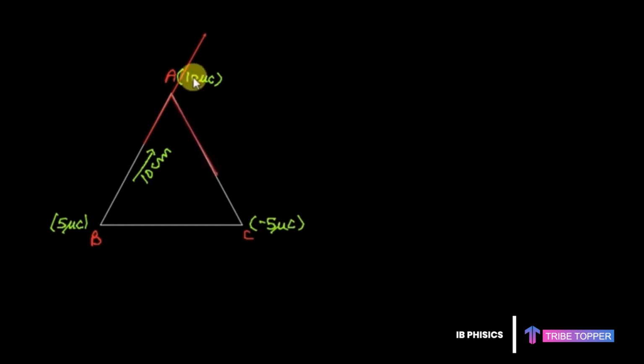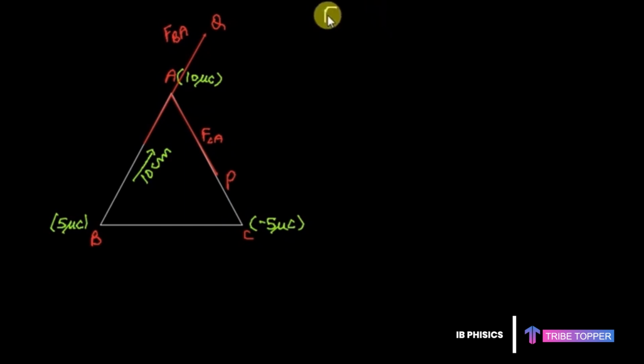So we can mark the points as AQ and AP. Now let's mark this as FBA, the force exerted by B on A, which is along AQ, and let's mark this as FCA, the force exerted by the charge at C on A. So first of all, what are the values of these forces?